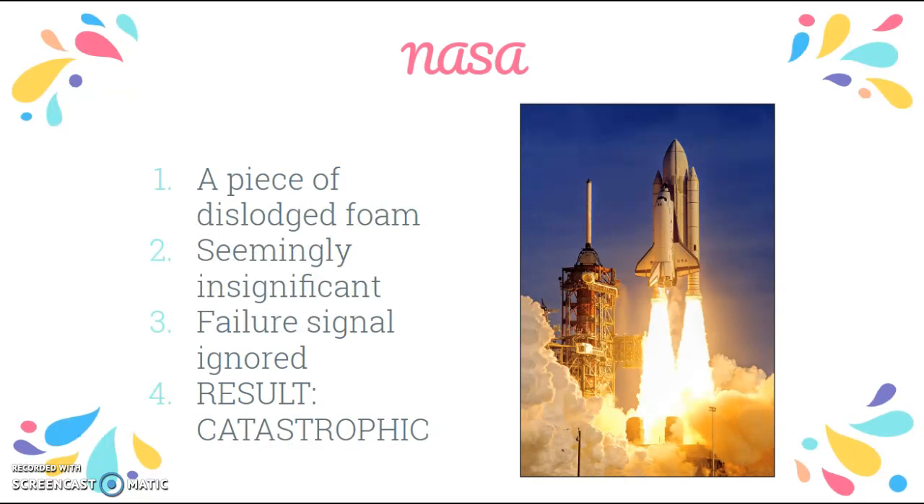NASA had an issue where, on takeoff of the Columbia mission, a piece of foam dislodged from one of the fuel tanks on the way out. It seemed like a seemingly insignificant issue, but it was brought before the superiors, and they said, "Oh, it's not a big deal. It's happened before, whatever." And so that failure signal was ignored. But what it resulted in was an explosion on the way back into the atmosphere.